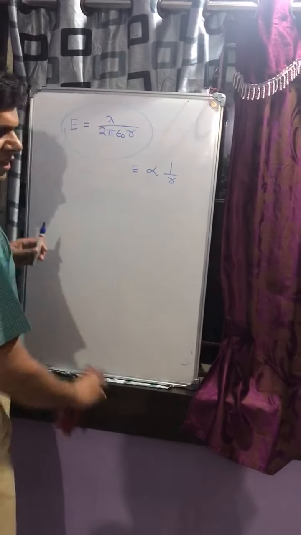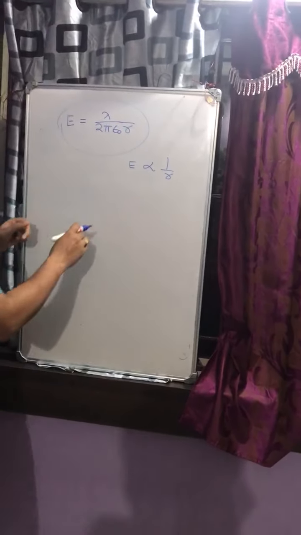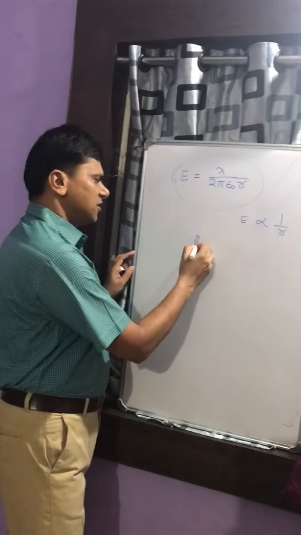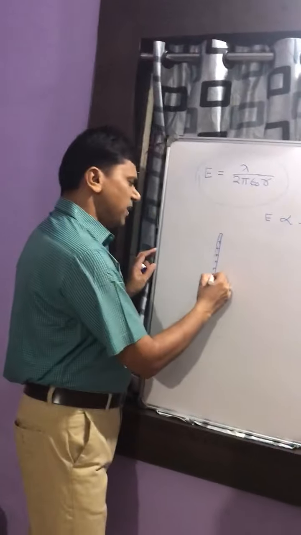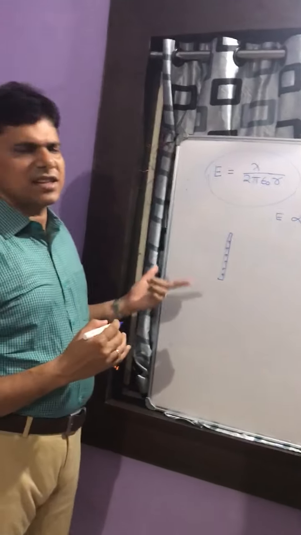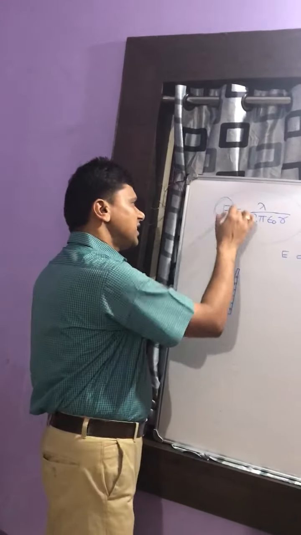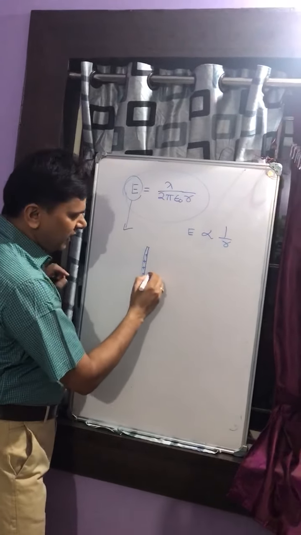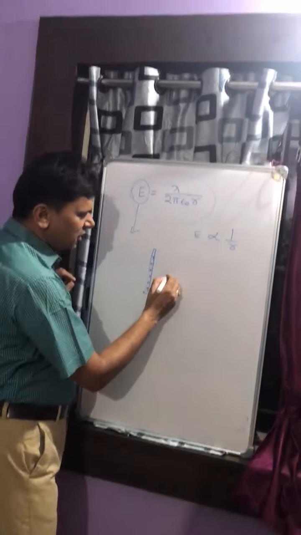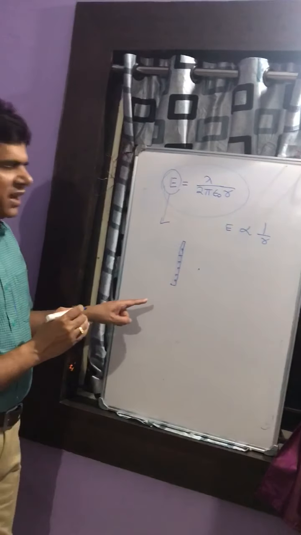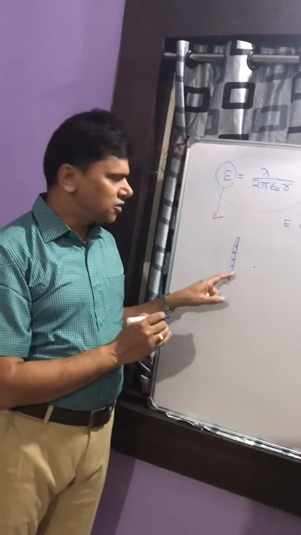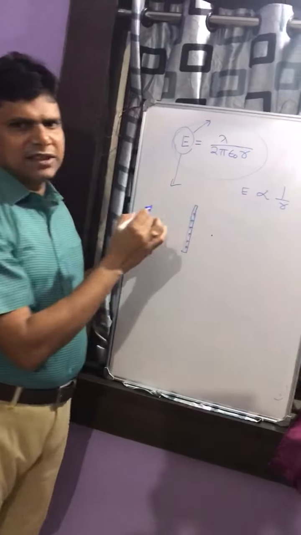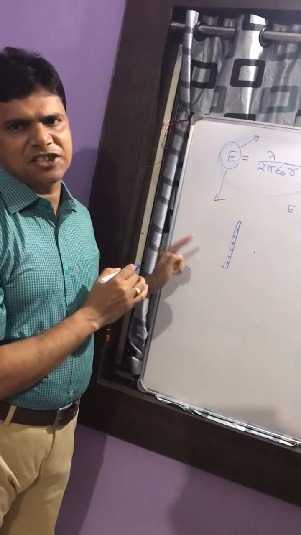Another important point here is that suppose you are given a finite charge distribution. Suppose infinite is not given, but a finite charge distribution is given. In that case, this formula will be correct if you are finding the electric field somewhere in the middle region, not in the end regions. Somewhere in the middle regions, this formula will be correct for a finite charge distribution.